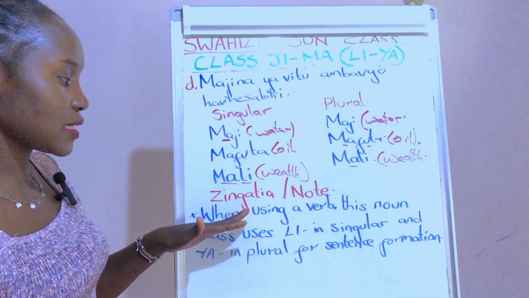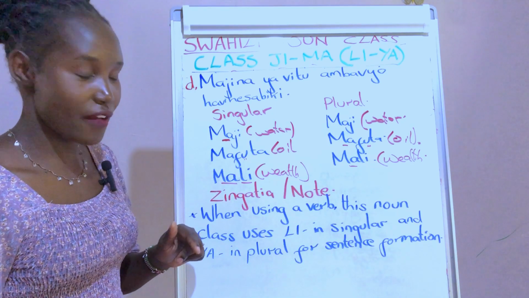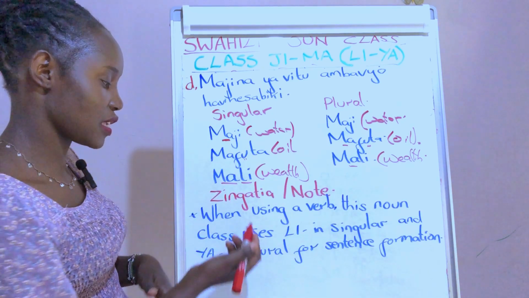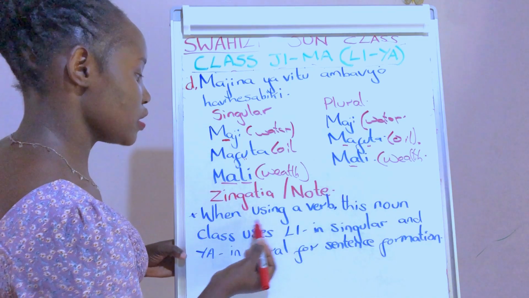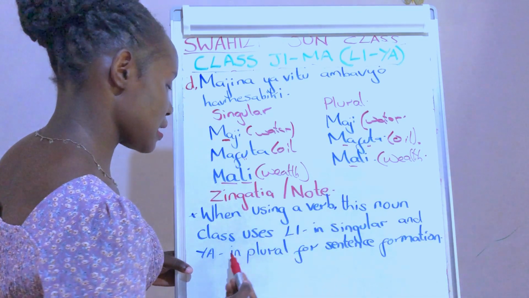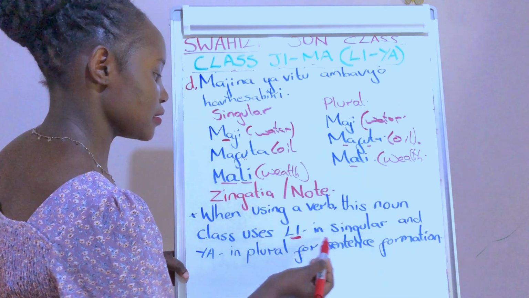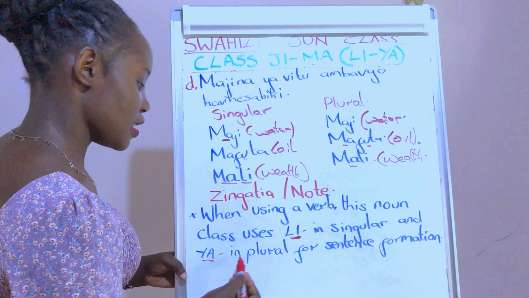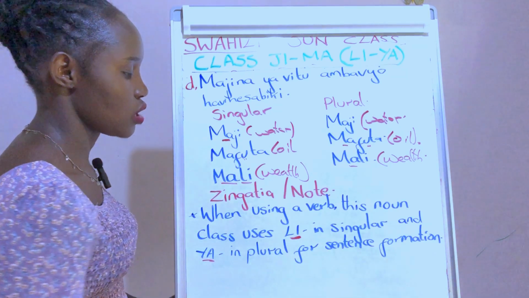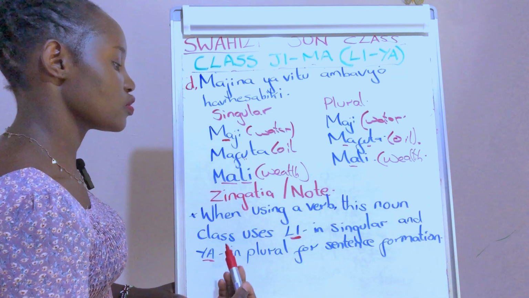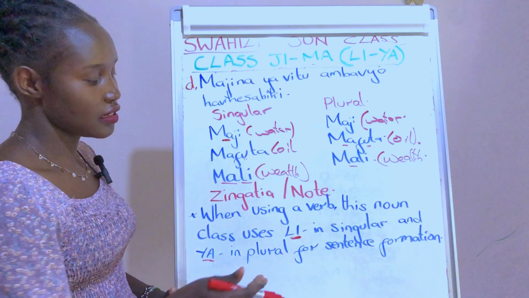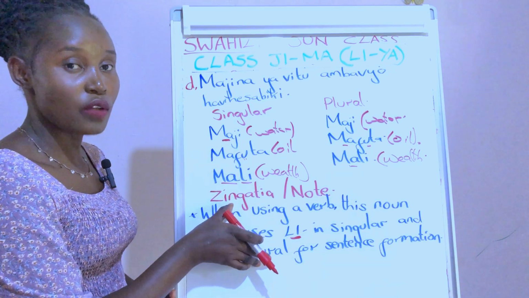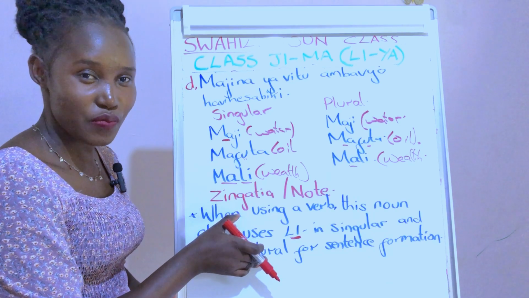But before we get to sentences, we have here a note. A note in Swahili we say zingatia. So it says, when using a verb, this noun class uses li in singular and ya in plural for sentence formation. This is something which you have to note and you have to know before we get to sentence formation.